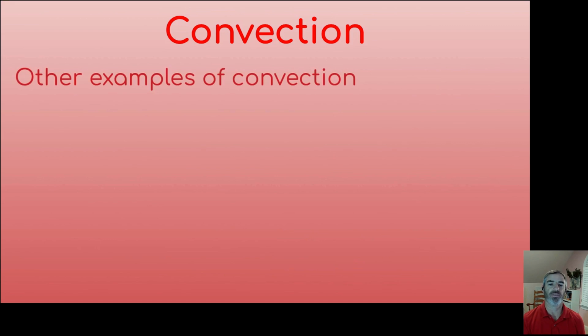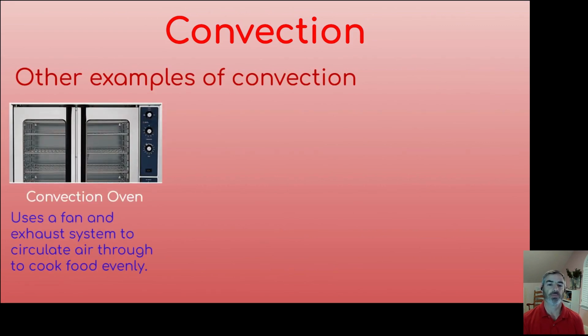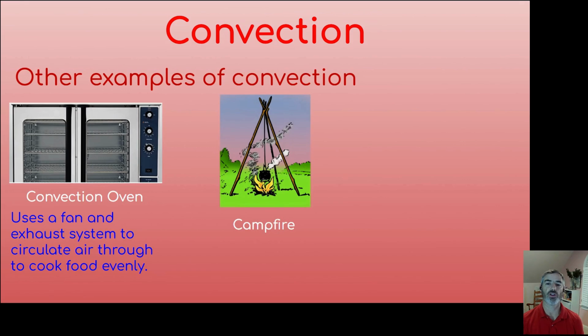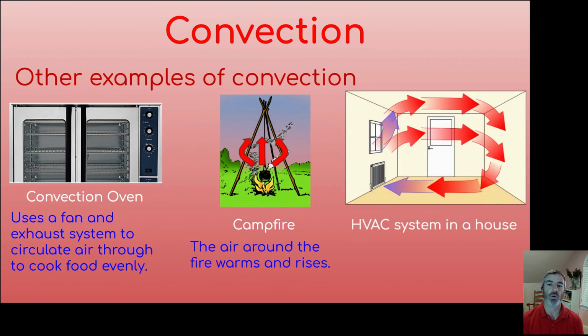So other examples of convection, you have a convection oven that uses a fan exhaust system to circulate warm air evenly to cook food, a campfire which has the energy transferring from the fire upward, causing that air to warm up so that warm air circulates upward. And then we also have the HVAC system in your house. So we have warm air being heated at the top, and then it sinks down and cool air goes to the return, and it keeps blowing through the heat vent to warm your house in the wintertime.